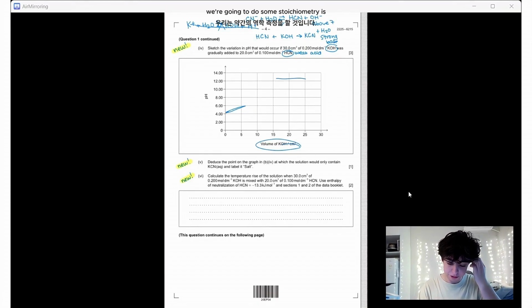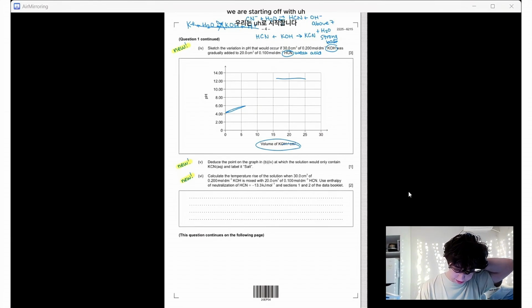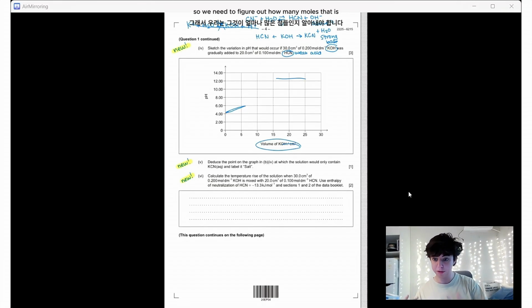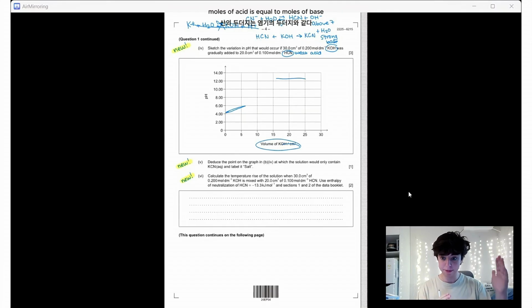And so for this, we're going to do some stoichiometry. We are starting off with 20 centimeters cubed of 0.1 HCN, so we need to figure out how many moles that is. And then that will be equal to the moles of base, because at the equivalence point, moles of acid is equal to moles of base. And then we can figure out from the concentration how much volume that would be.